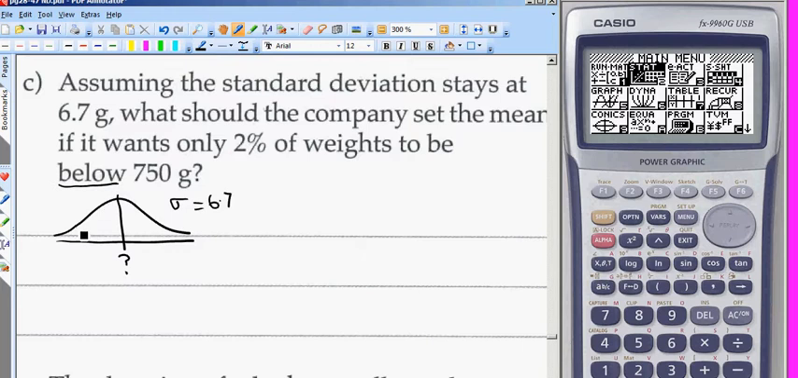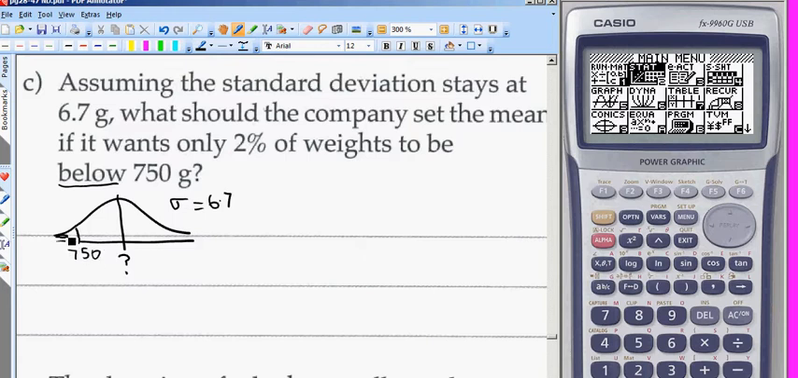So if you remember from the mean, this line here, back down below the curve, is 50% or half. The total area under the curve is 1 or 100%. So the area from this line, the mean line back, is 50% or 0.5. So 2% of weights to be below 750. The 750 is going to be right down here somewhere.